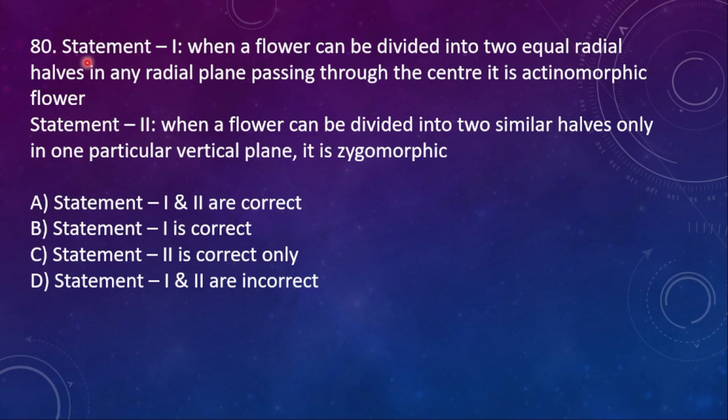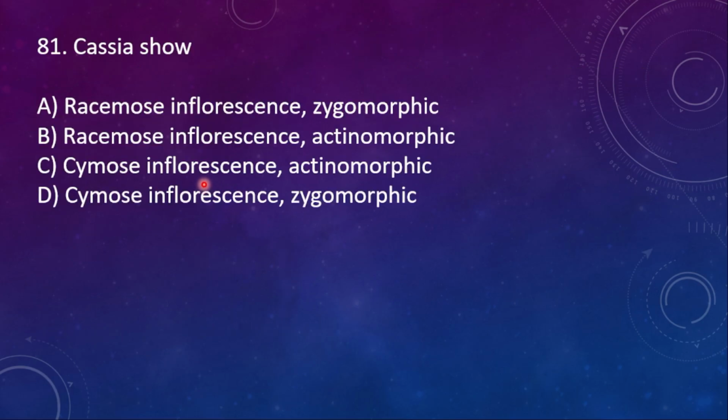80th question, statement 1. When a flower can be divided into two equal radial halves in any radial plane passing through the center, it is actinomorphic flower. Correct. Statement 2. When a flower can be divided into two similar halves only in one particular vertical plane, it is called as zygomorphic. So here both the statements are correct.